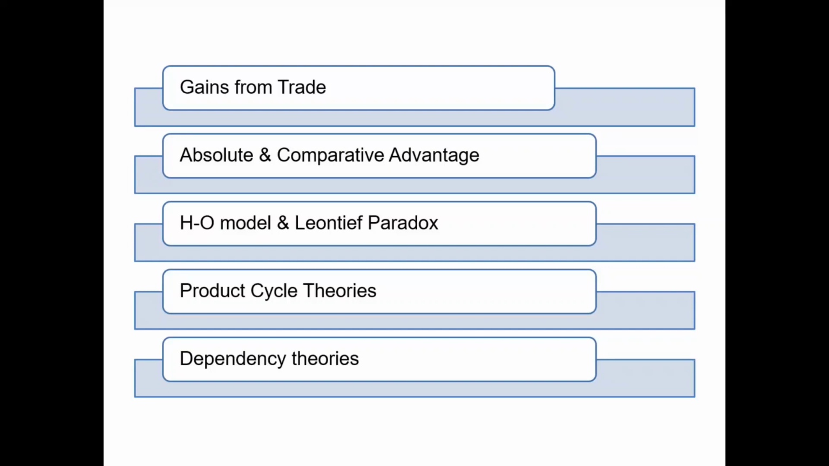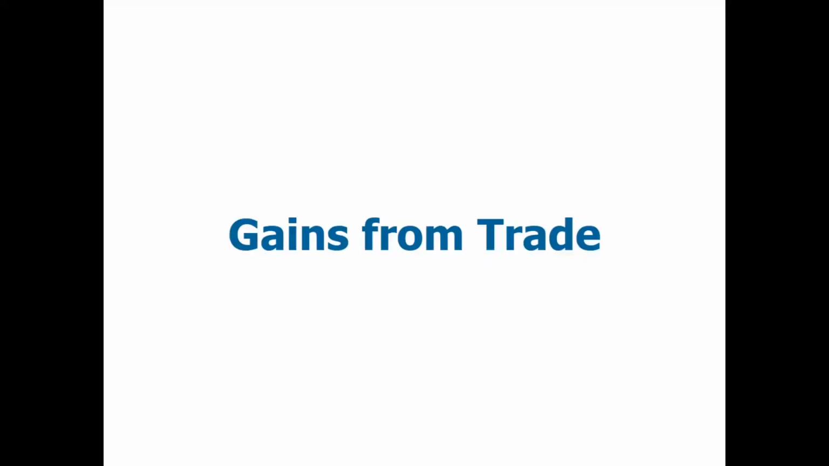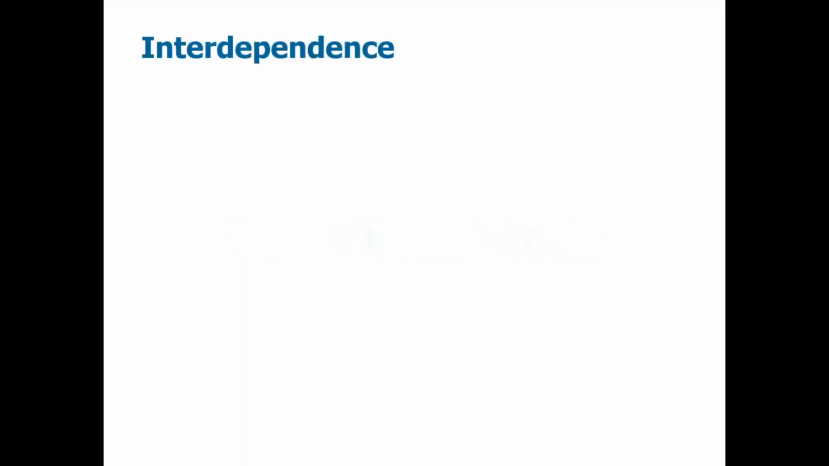Okay, now first we'll talk about the first one, the gains from trade. I guess some of you have learned it already, but before we talk about the various theories of cooperation, we have to recall some of this. Why do we trade? Because we have gains from it, right? So first, we'll talk about the idea of interdependence. What is interdependence?